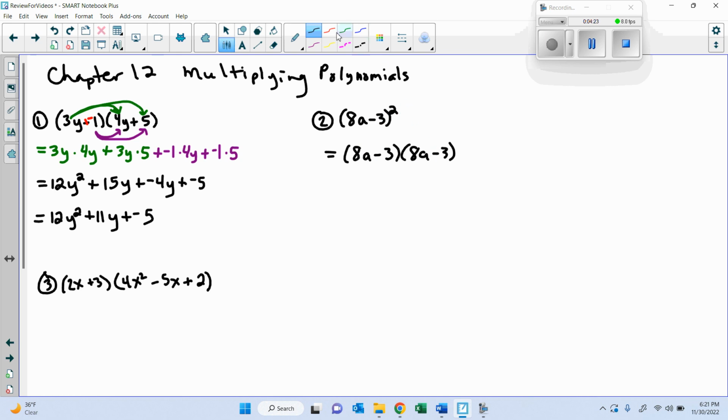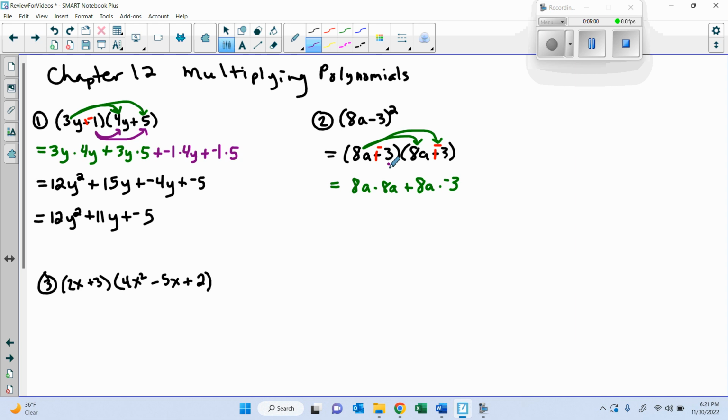Now, forget the original problem and just act like this is just like number 1. We're just going to change the subtractions to add the opposite, and then we're just going to do the same thing we just did on number 1. So we're going to take 8a times 8a, so that's going to be 8a times 8a. And then 8a will also need to get multiplied by the -3. So plus 8a times -3. And then I'm just going to switch colors just so it's easy to see.